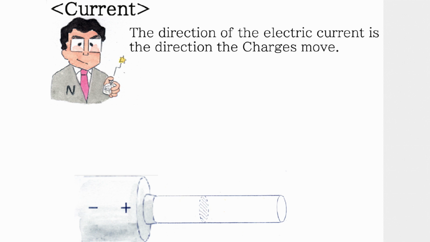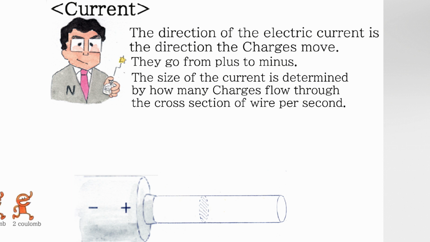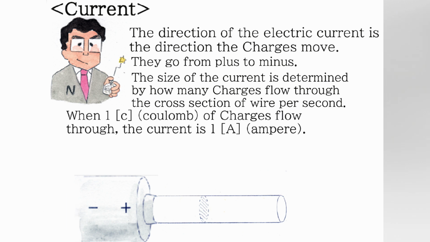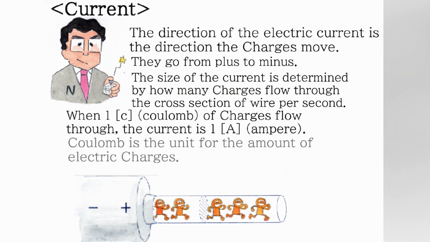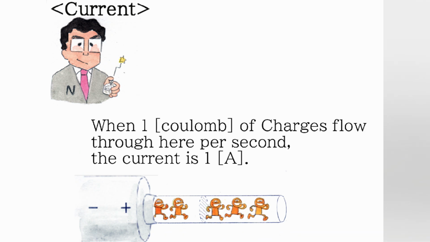The direction of the electric current is the direction the charges move. They go from plus to minus. The size of the current is determined by how many charges flow through the cross-section of wire per second. When one column of charges flow through, the current is 1 ampere. Coulomb is the unit for the amount of electric charges. When one column of charges flow through here per second, the current is 1 ampere.